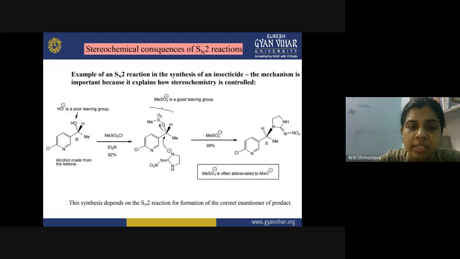So this is some alcohol made from the ketone, and this OH negative is a poor leaving group. So when it is attacked by MeSO2Cl, sorry, the MeSO2 group, which is a good leaving group, it comes and attacks the molecule. And now what happens? Because your carbon atom is actually surrounded from all sides, the attack will take place from the backside of the carbon.